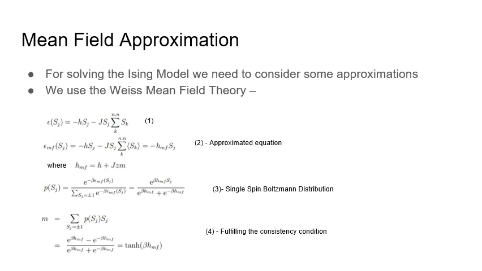So to keep the consistency, the value of M, which is predicted by the Boltzmann distribution, must be equal to the value of M which will be used in the HMF equation. And therefore, by substituting equations and doing some cosmetic changes, we get the value of M as tanh of beta HMF.